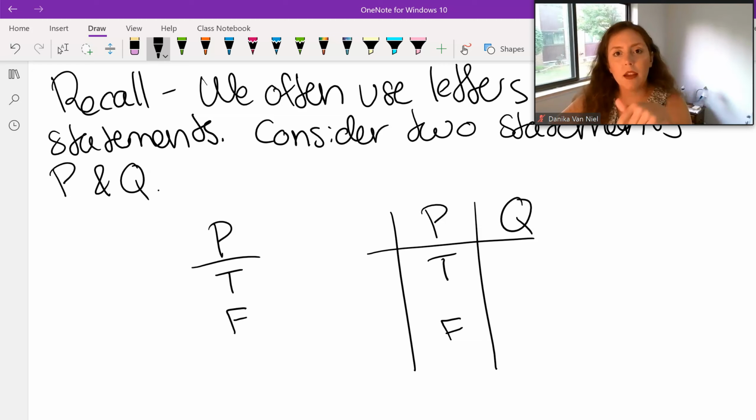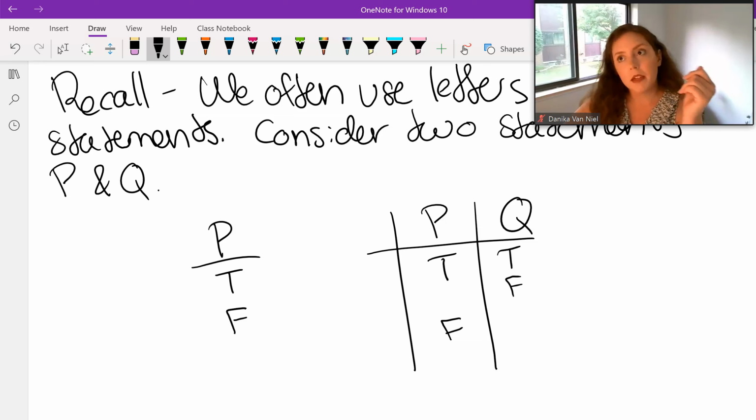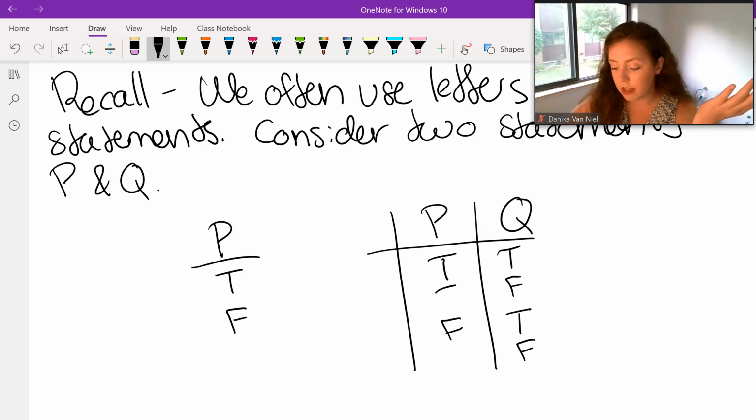Okay, well, when P is true, Q could either be true or false, because we don't know if they're dependent on each other. Okay, so Q could be true or false. Now if P is false, same thing. Q could be true or false. Okay, so what we end up with is 4 entries.